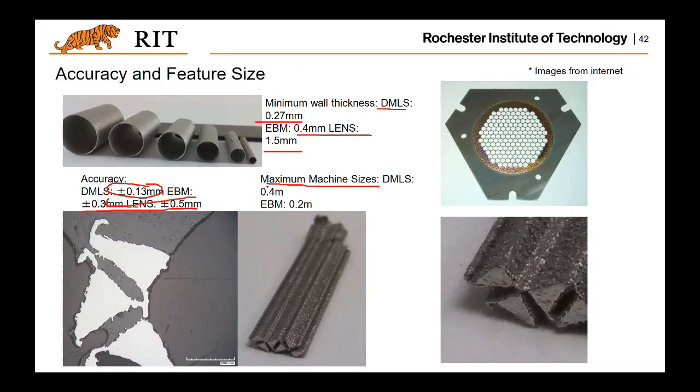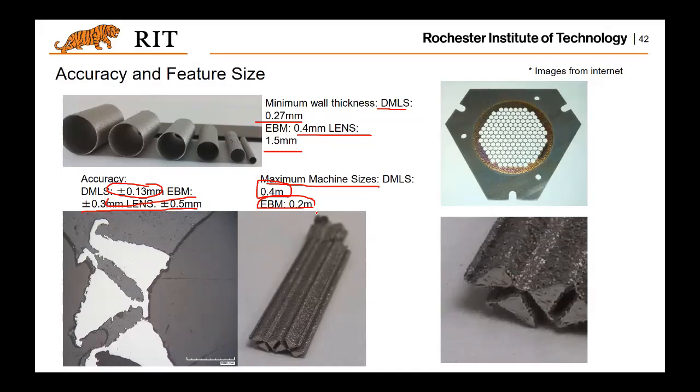The maximum machine size. So basically, DMLS has a 0.4 meter part, and the EBM only has 0.2 meter size for the maximum part size.